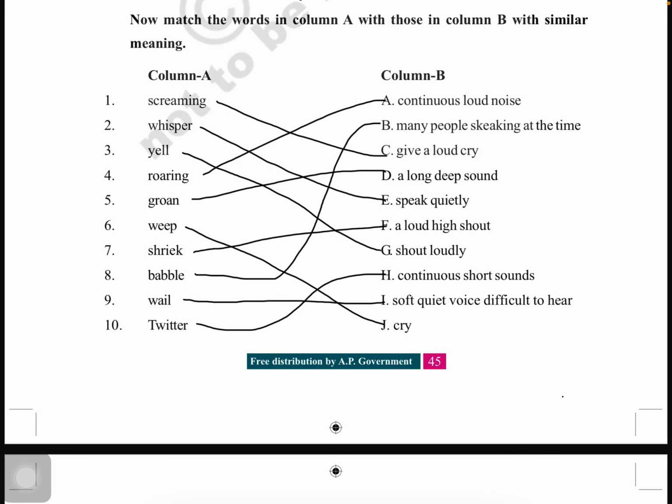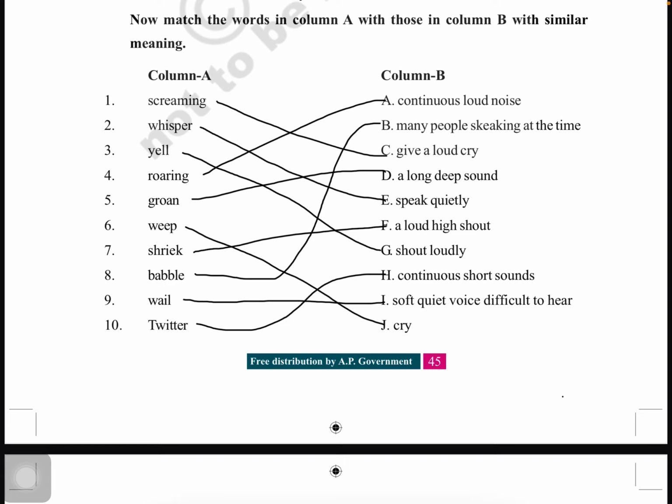Yes, so the column A words are screaming. So what is the meaning of screaming? Give a loud cry. Whisper, speak quietly. Yell. So someone yells at you. Your dad will yell at you, shout. Sometimes you make him angry, he will shout at you, isn't it? I'm just joking, but sometimes parents get angry, and if you do something wrong, they will yell at you. Yell means shout loudly.